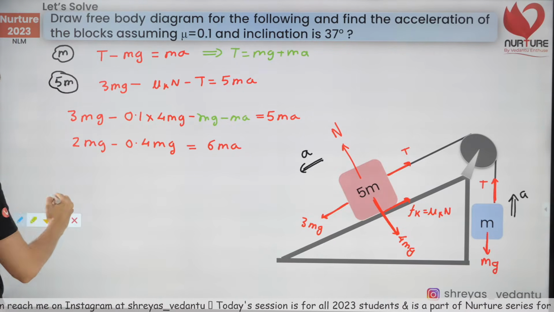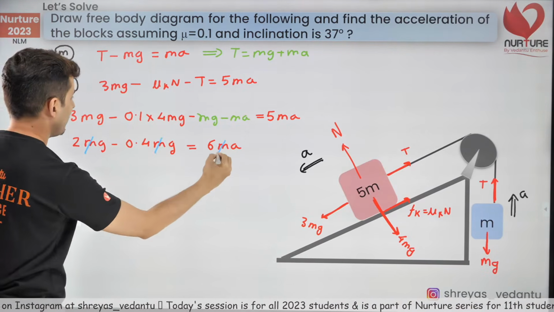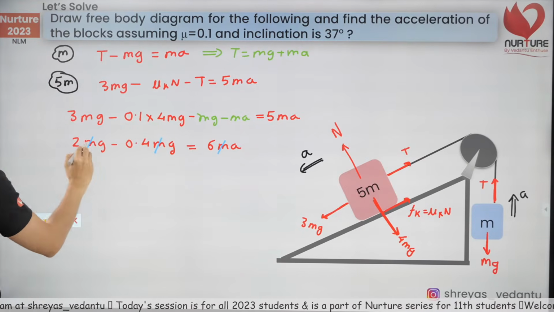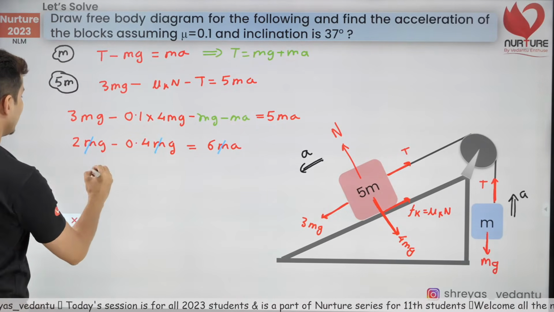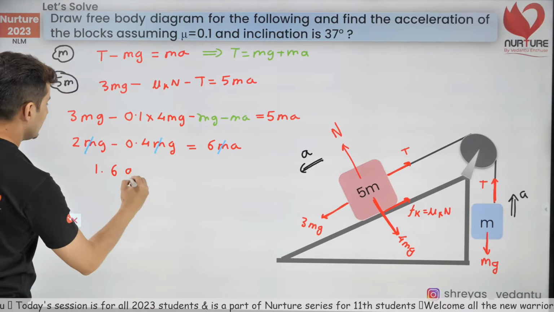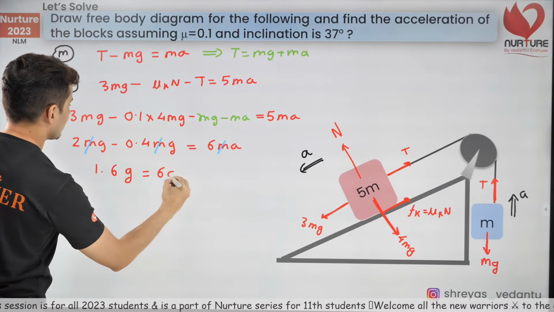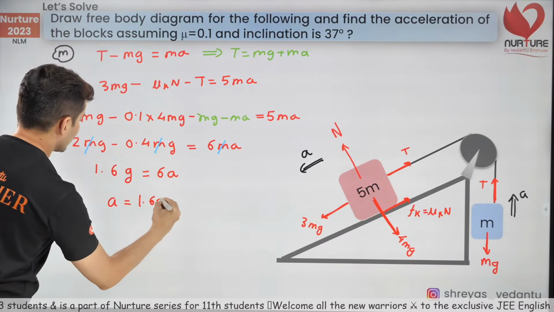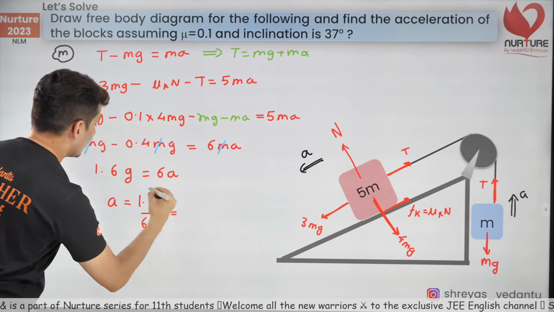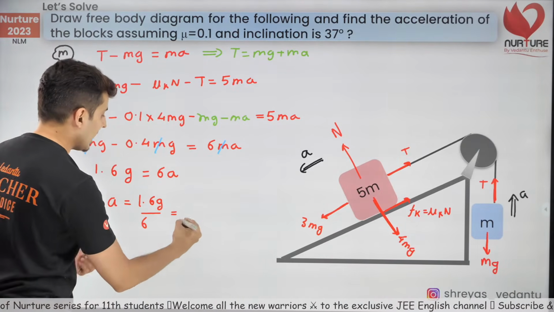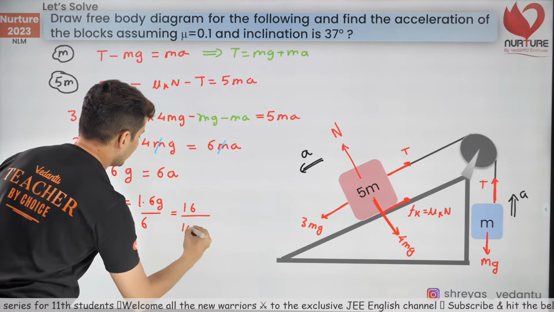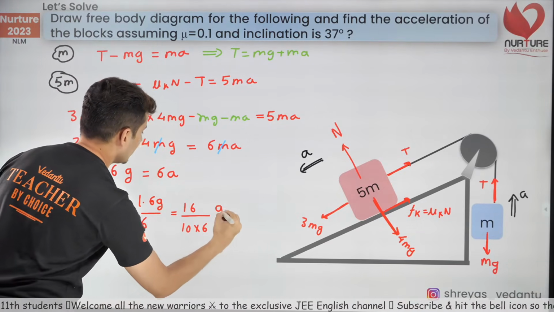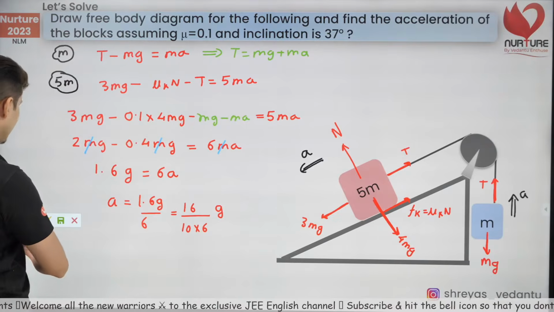Now just cancel out m and solve the equation. 2 minus 0.4, it's 1.6 g is equal to 6a. Therefore a is equal to 1.6 g divided by 6. You can write 1.6 as 16 by 10, and this will become 6 and this will become g. You can now simplify this.